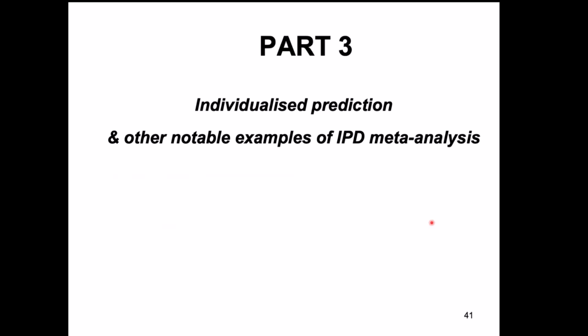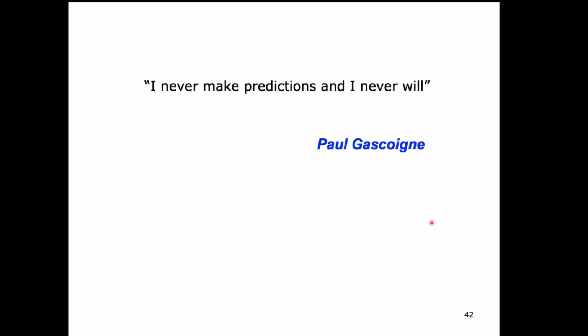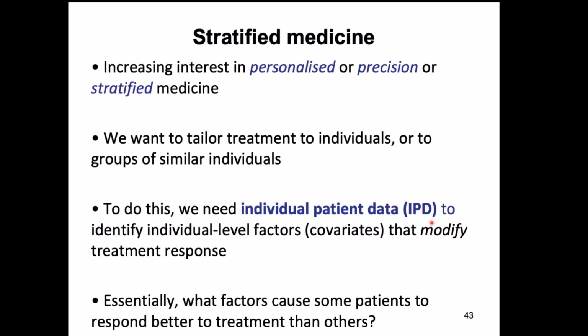Let's move on, moving away from overall treatment effects now, and look at individualized prediction. Paul Gascoigne, many of you will know Paul Gascoigne, brilliant footballer for England. He once said, I will never make predictions and I never will. So obviously making a prediction, even though he said he wouldn't make one. This is what's happening in personalized precision medicine. We're trying to predict treatment effects at the individual level. So we want to tailor treatments to individuals. We want to look at prognostic factors.